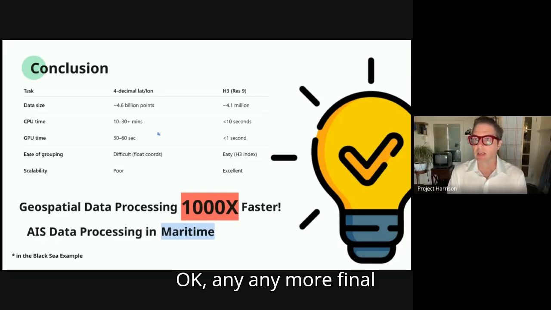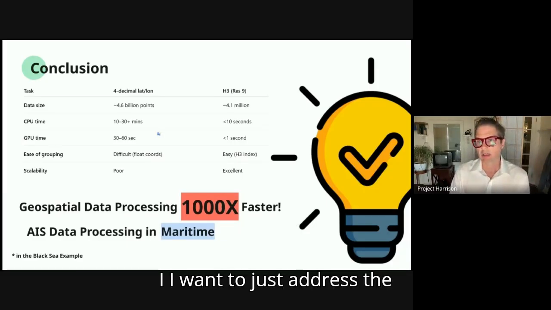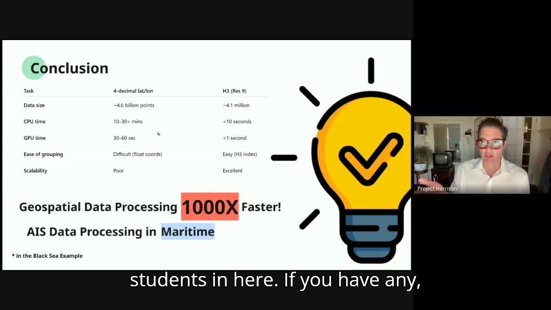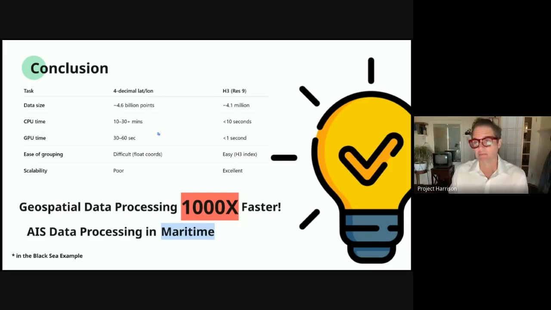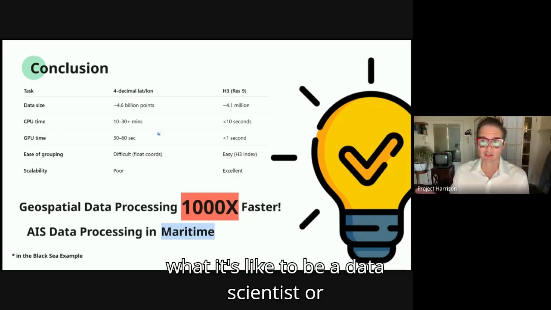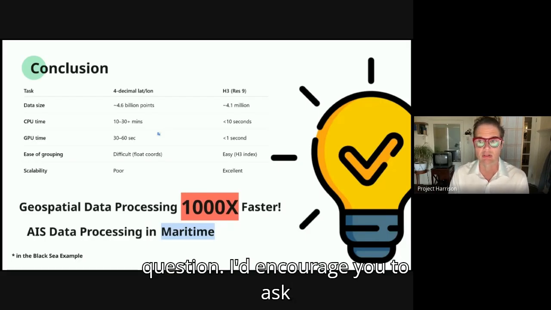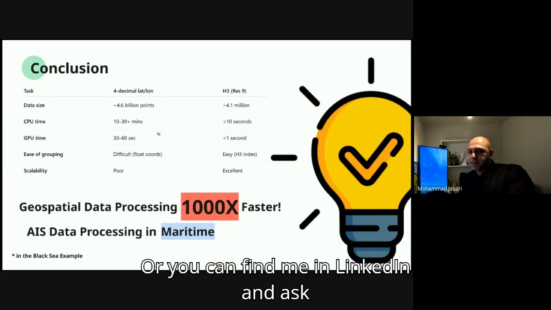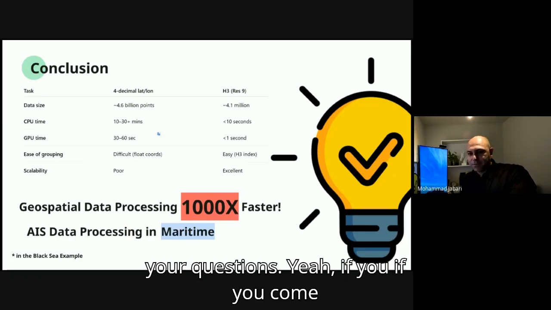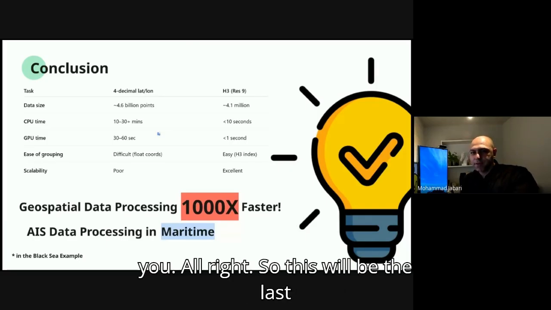Okay, any more final questions? I want to just address the students in here. If anyone has any questions about what it's like to be a data scientist or anything like that, I'll give you a few seconds to raise your hand or ask the question. I'd encourage you to ask if you can. Or you can find me on LinkedIn and ask your questions. If you come up with any questions or ideas later, I'm more than happy to connect with you.